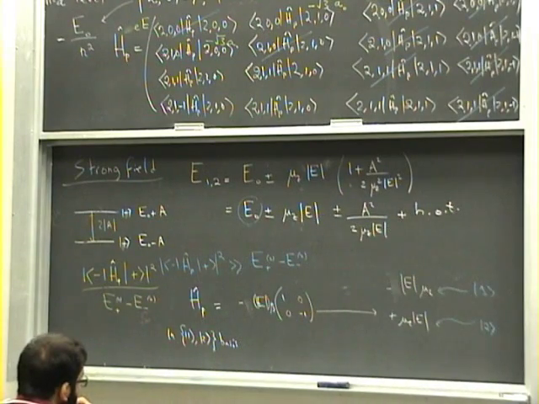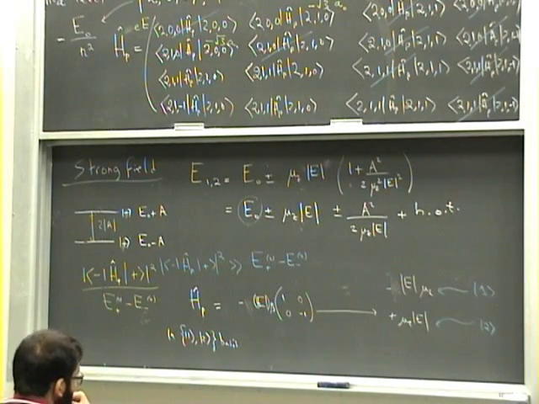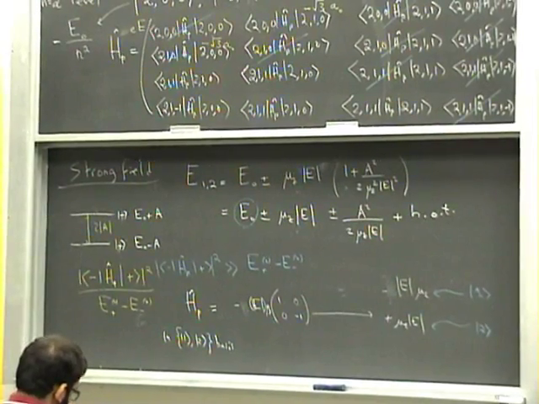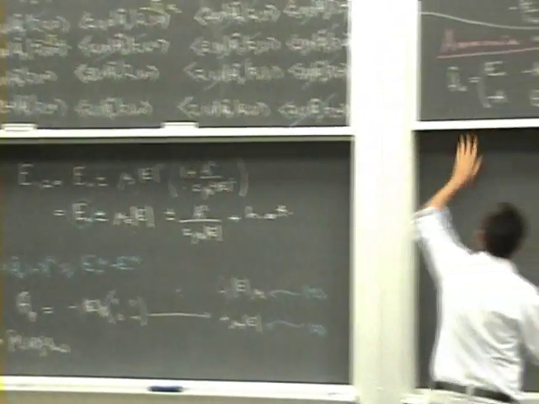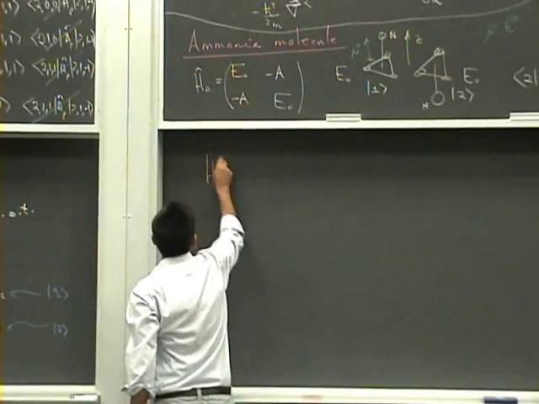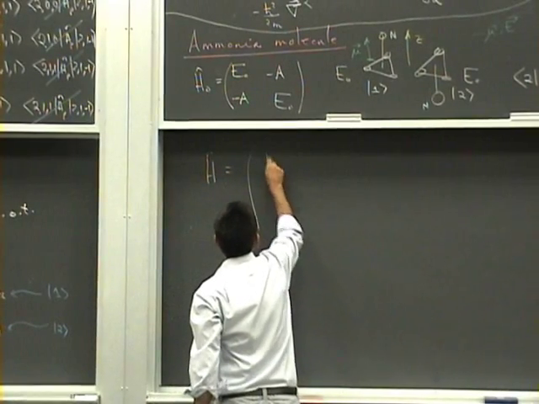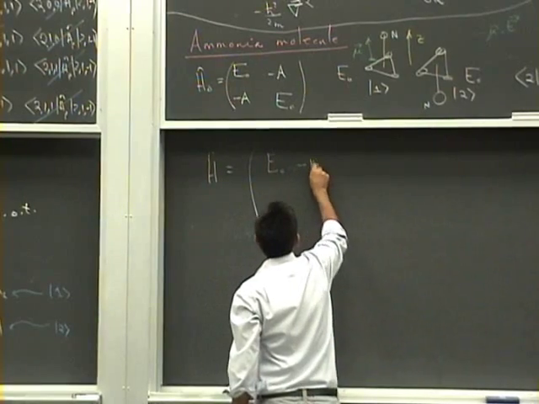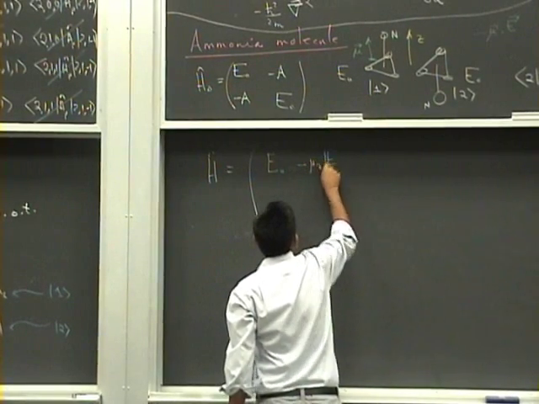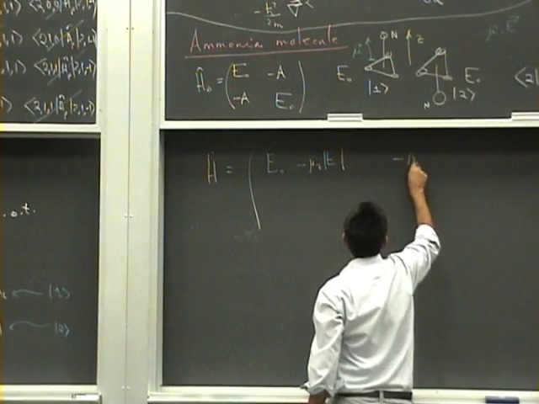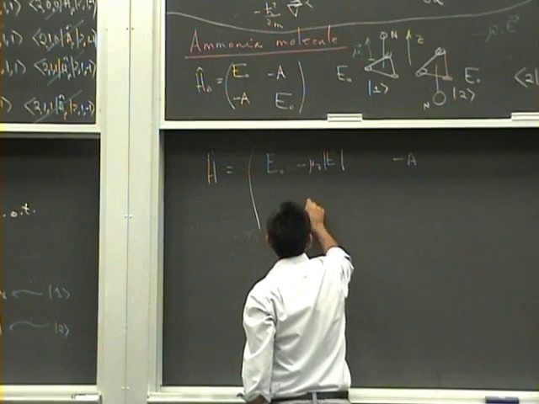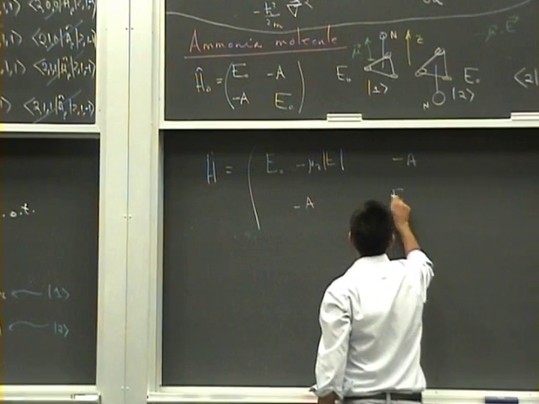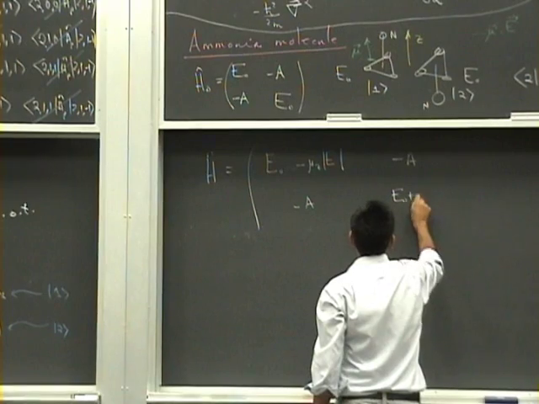Suppose I write the total Hamiltonian. The total Hamiltonian in the presence of any electric field is simply given by E0 minus mu Z E modulus, minus A, E0 plus mu Z.